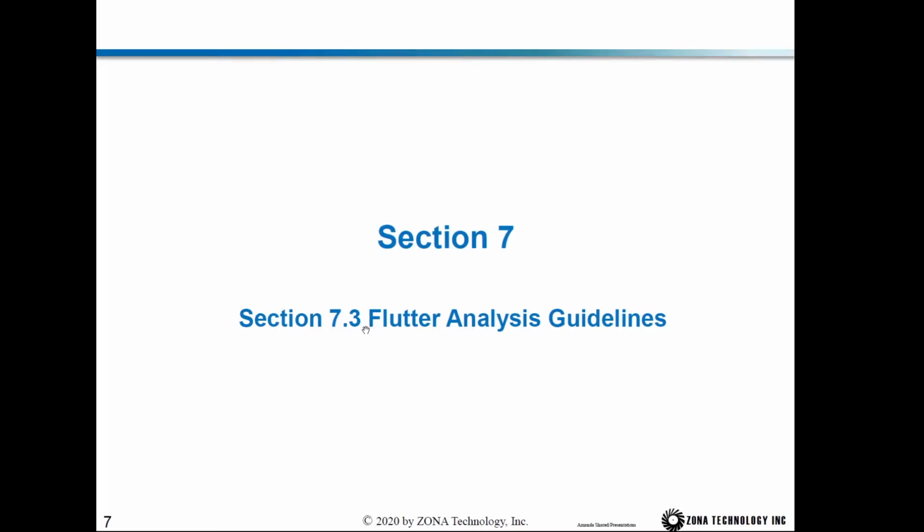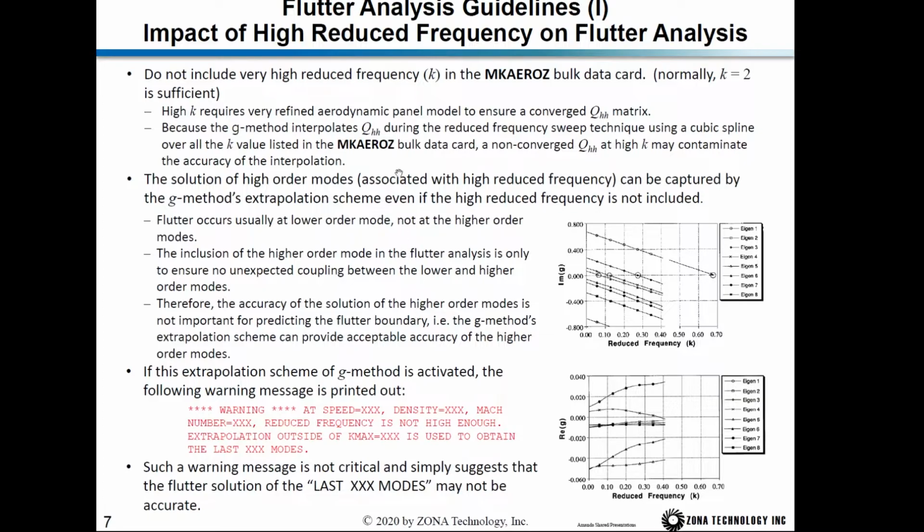Section 7.3, Flutter Analysis Guidelines. First, we want to talk about the impact of high reduced frequencies on the flutter solution. First, you do not want to include very high reduced frequency in the MKAERO card. Normally, K equals 2 is sufficient. This is because high reduced frequencies require a very refined aerodynamic panel model to ensure a converged QHH matrix.